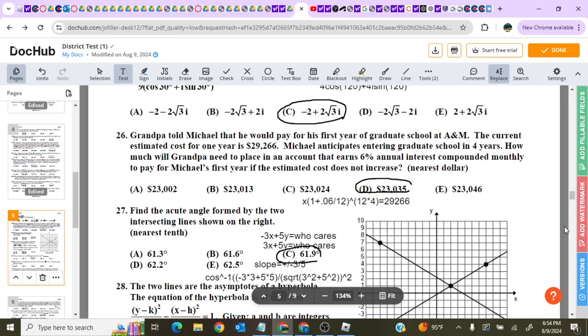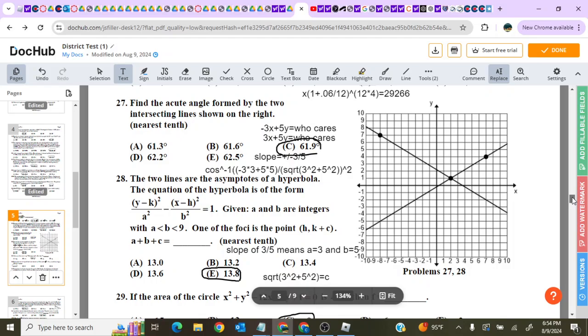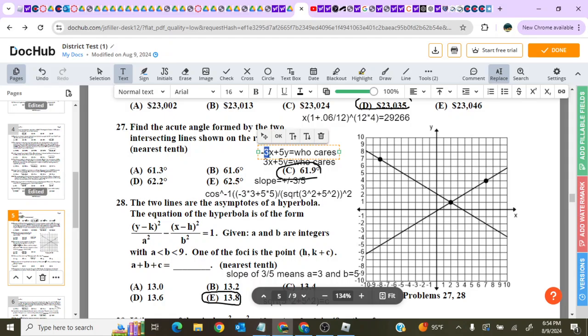$23,035. Find the acute angle formed by the two intersecting lines shown on the right. There's an equation for this. Basically, I'm kind of writing a vector here in a way. I'm writing it in standard form, but you can imagine x goes 3 and then y goes 5 or something like that.